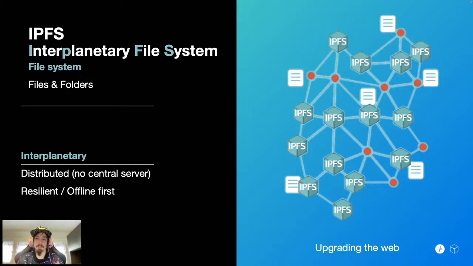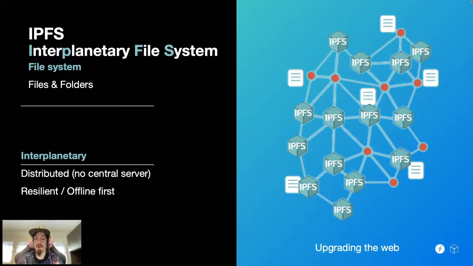IPFS is the Interplanetary File System. What is a file system? Files and folders. Any file with any content. Why interplanetary? Because it was conceived as a way to upgrade the web in a way that would still work when the network stretches across planets. The idea being that if you are sitting on Mars, it may take 1 hour for a request to go to and come back from Earth.